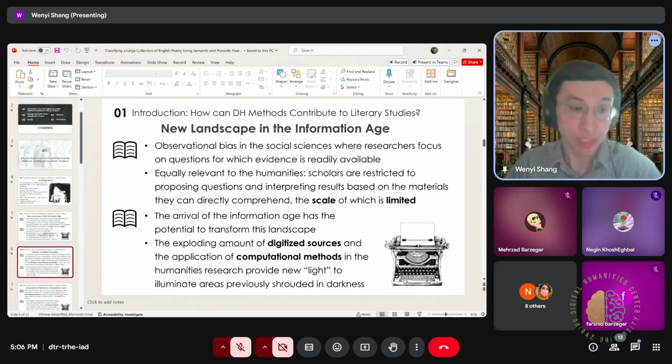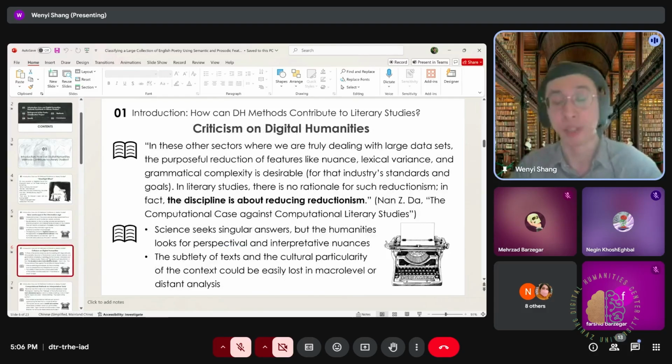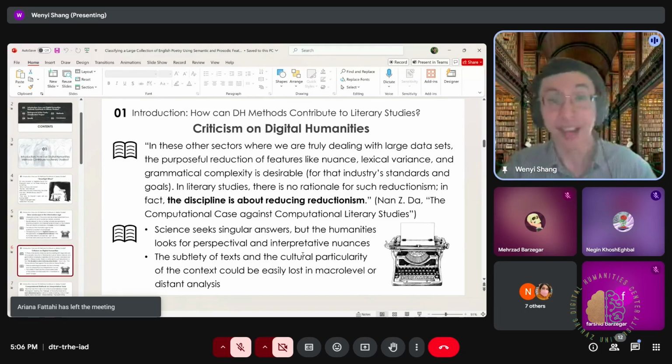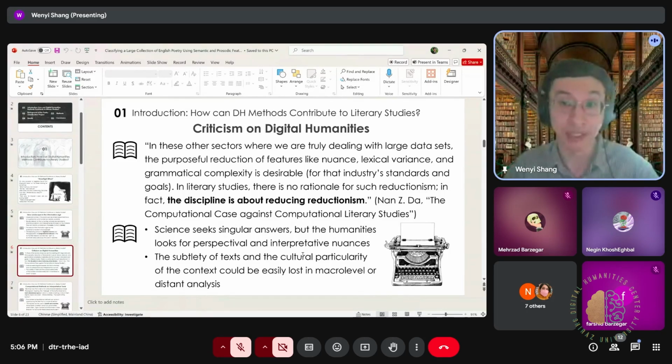However, there are a lot of criticisms of the digital humanities in dealing with humanities methods. So I'm going to quote Nan Z. Da, who is a professor of English at Johns Hopkins. She argued in her work, The Computational Case against Computational Literary Studies, that in these other sectors where we are truly dealing with large data, the purposeful reduction of features like nuance, lexical variance, and grammatical complexity is desirable for that industry's standards and goals.